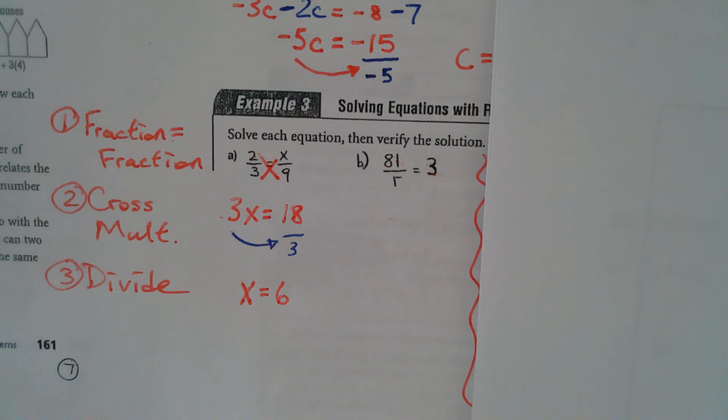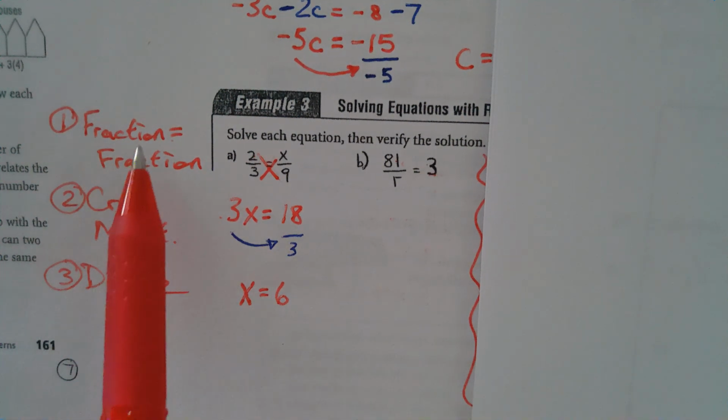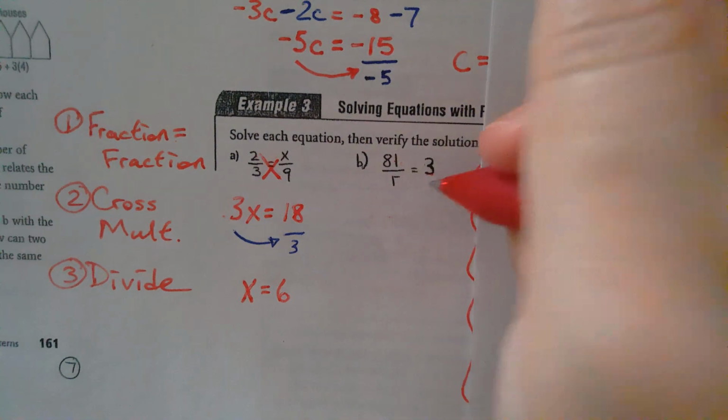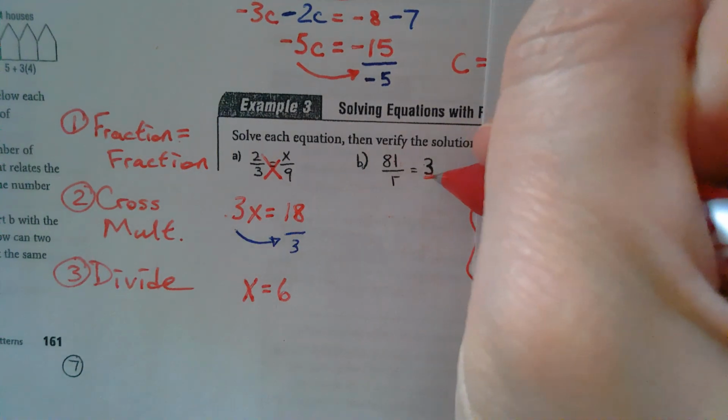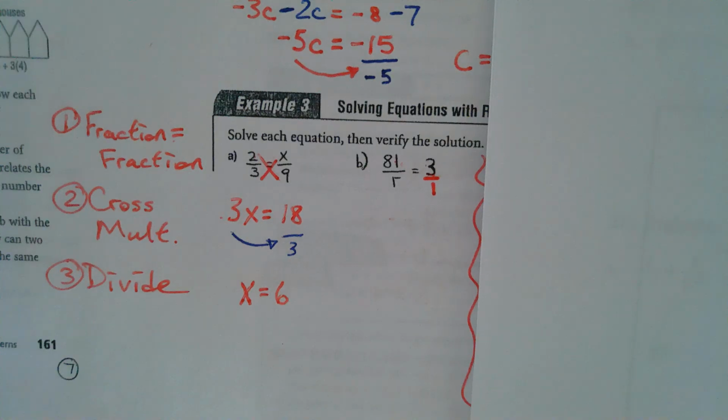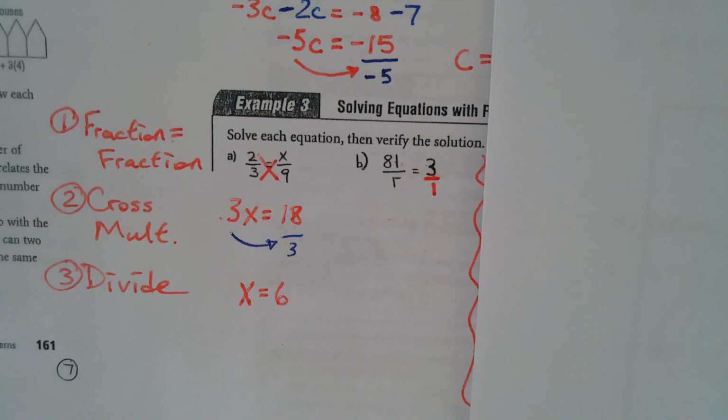Okay, nice and easy. What about B? Does it follow the same format for fraction equals fraction? Yeah. Because 3 is equal to 3 out of 1. Excellent, right? So the 3, I can make it as 3 over 1. Now I have my fraction equals fraction. And then I can cross multiply.